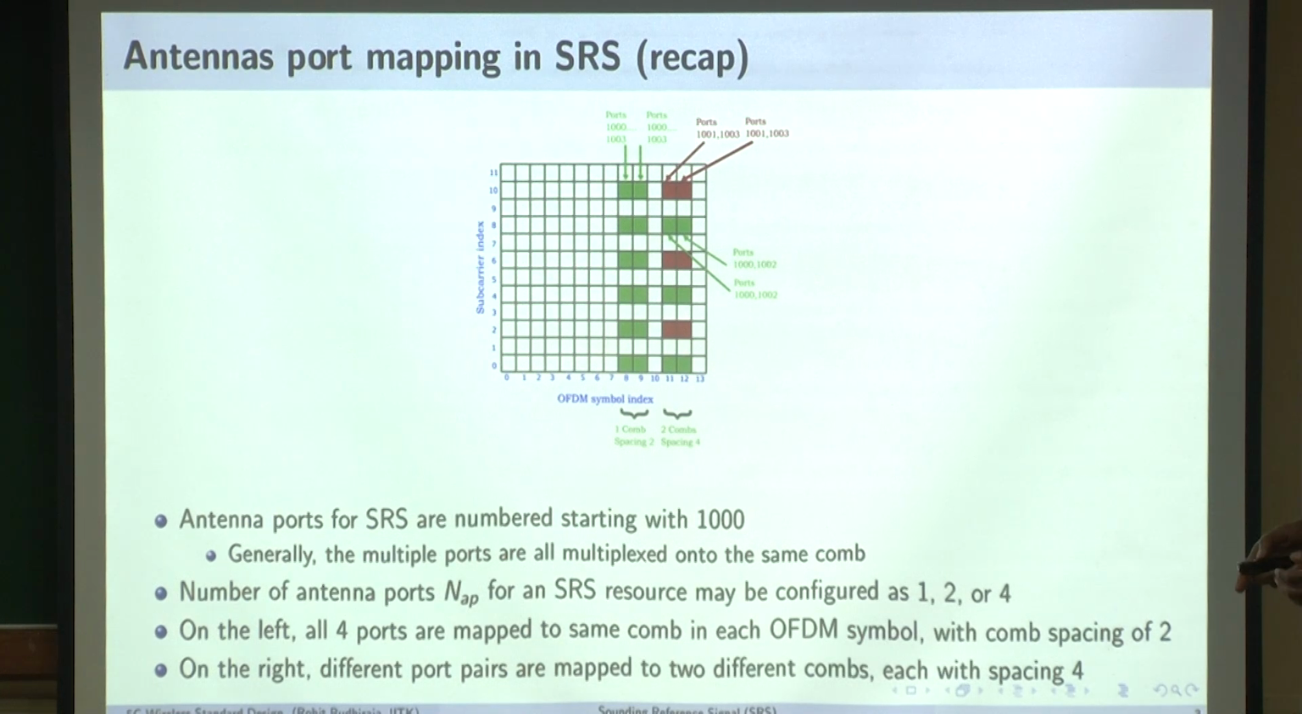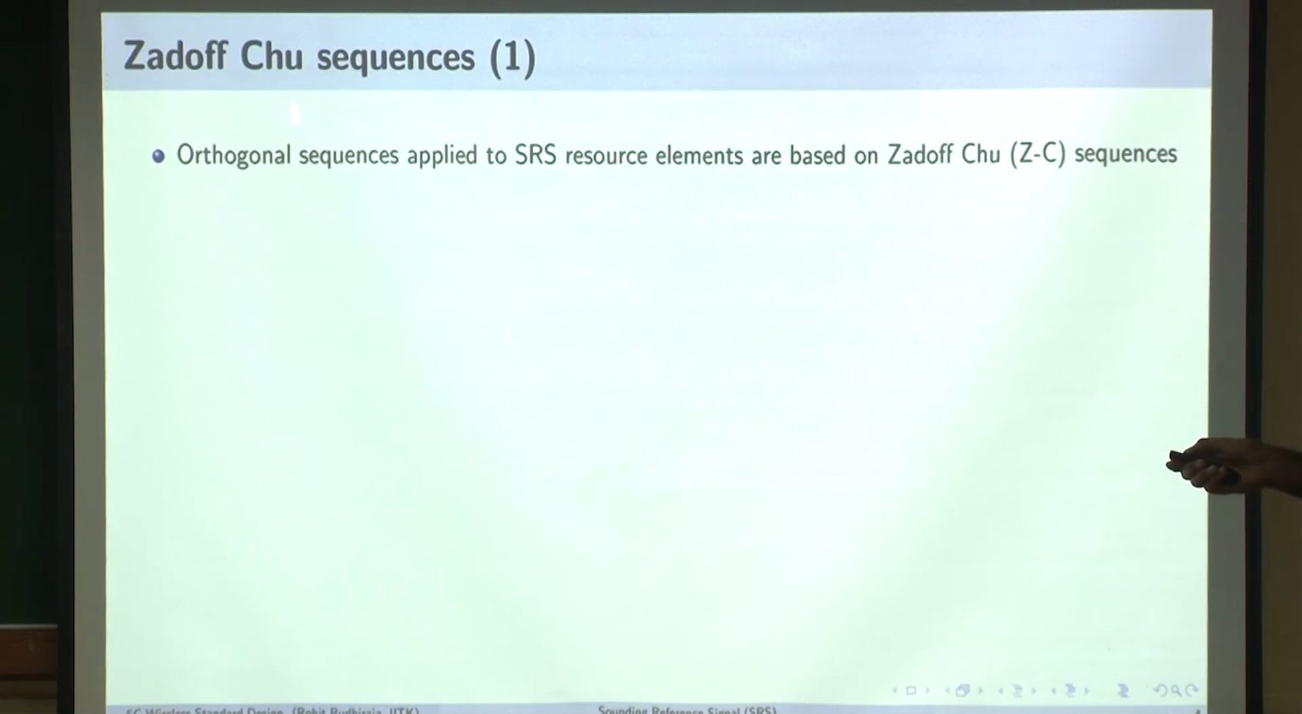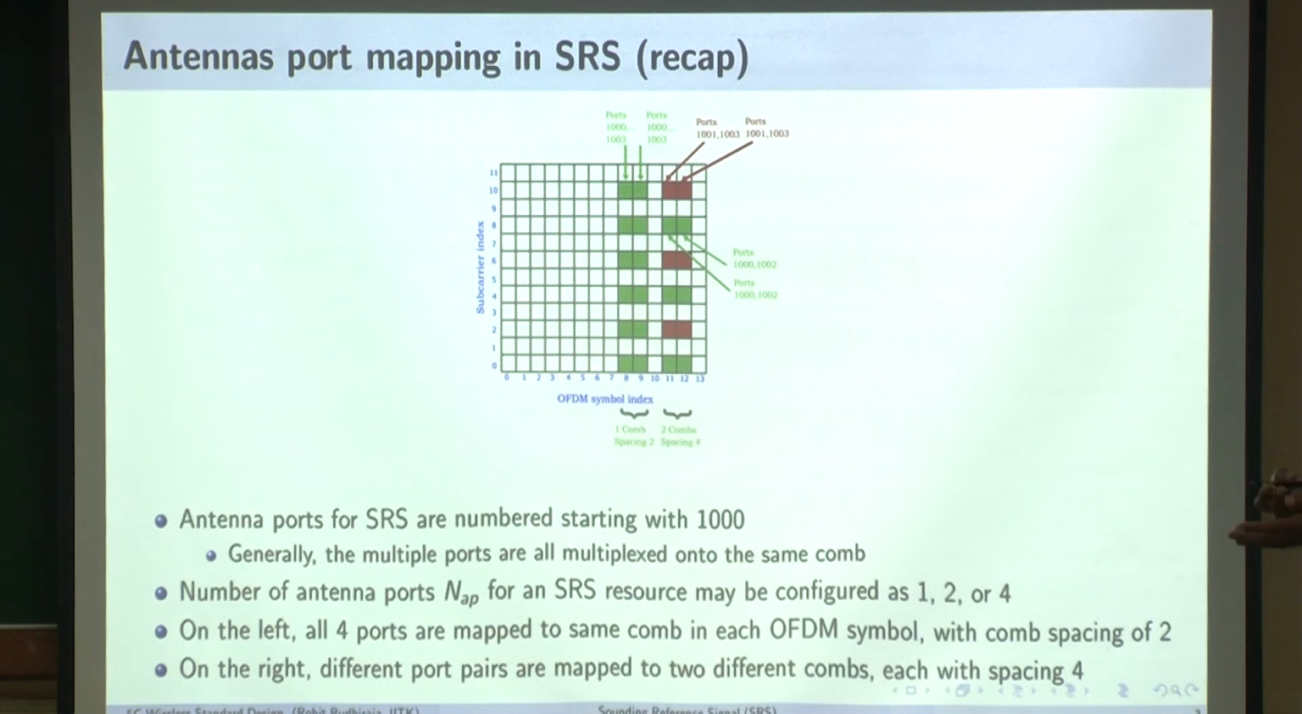Now, these are the special sequences with which you can generate very long orthogonal sequences. They are typically called ZC sequences, and you're going to see how they are generated. These ZC sequences are the orthogonal sequences we will generate so that you can map out different ports.